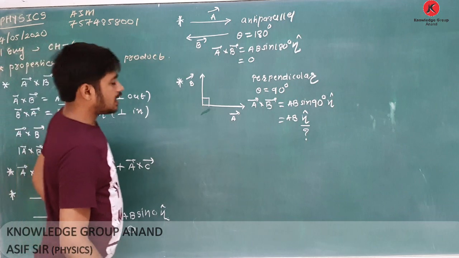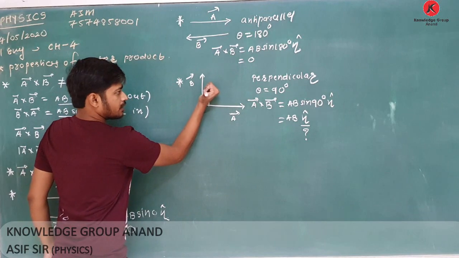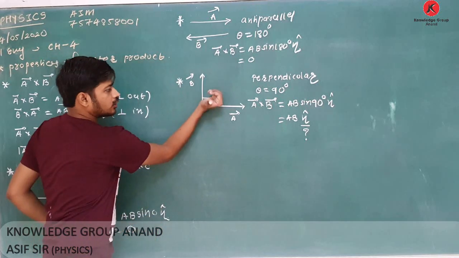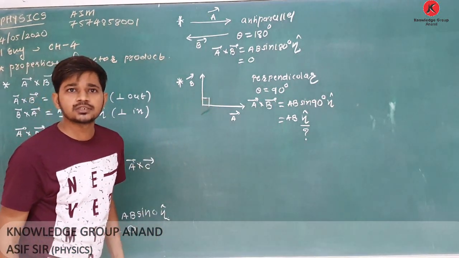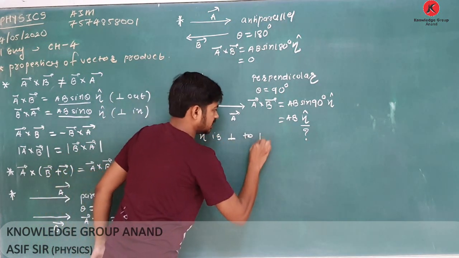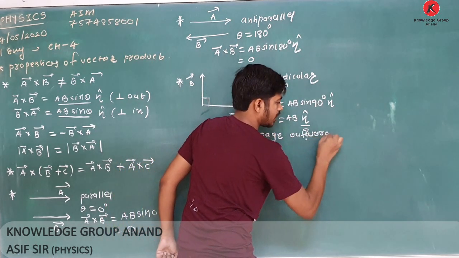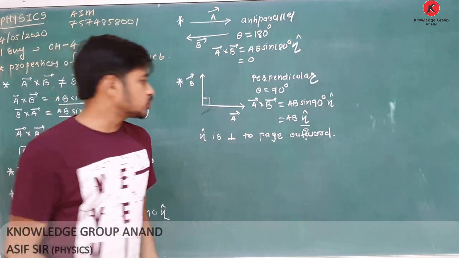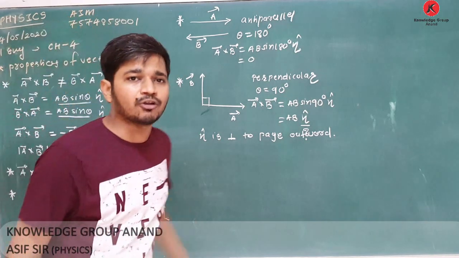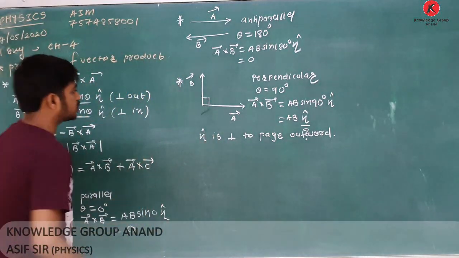So here, if you find the direction of A cross B, it is perpendicular to the board, coming outside. So this n caret is perpendicular to the board, coming outside. Clear about this? This unit vector n caret is perpendicular to the page, and you have to write: perpendicular to the page, out. So when two vectors are parallel, anti-parallel, or perpendicular, that is what happens to the cross product. Clear? Now we will see one important thing.